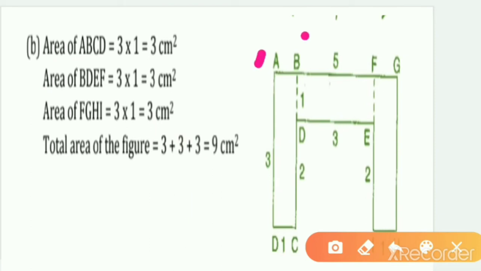This is A, B, C, D. It will be how much? This is the length, that is 3, and the breadth is given to us. This is 1. Okay, so 3 into 1 is 3 centimeter square.